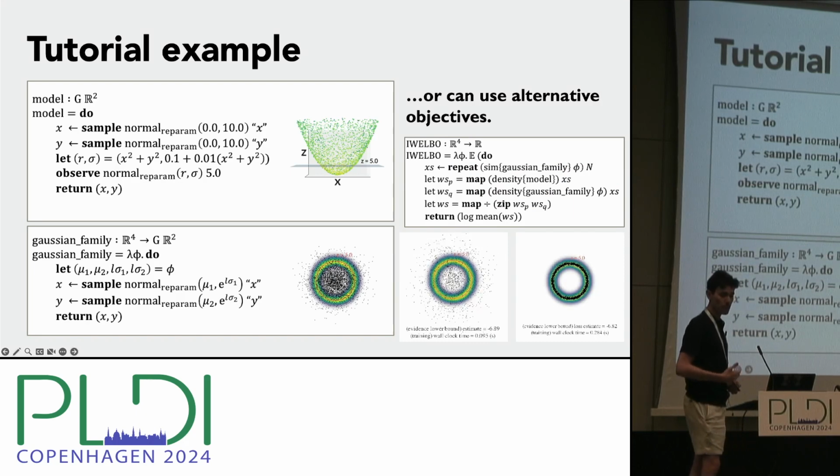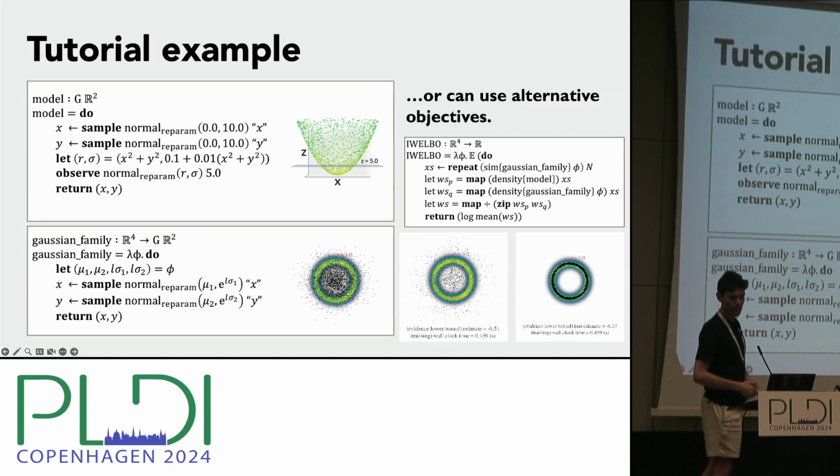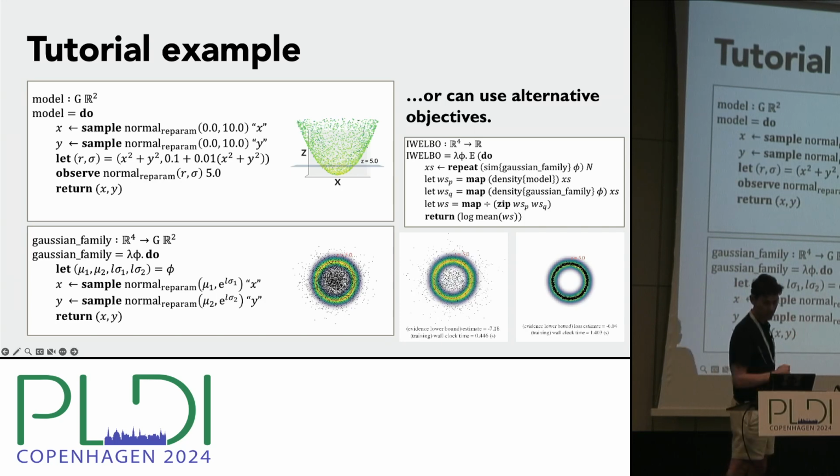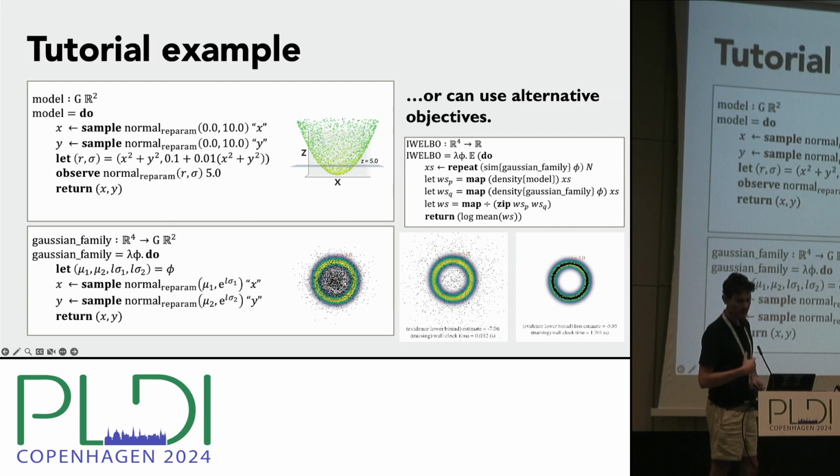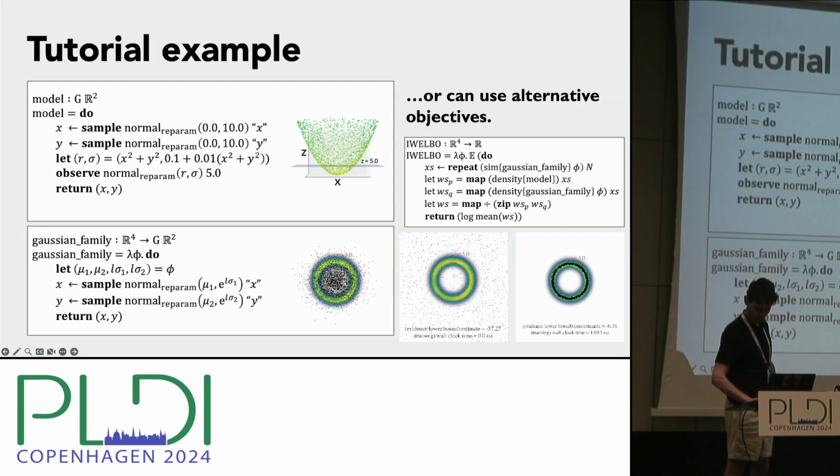But the user can also change the objective function and get qualitatively different results. For example, this objective is called the importance weighted ELBO. I'm showing that on the right-hand side. And it places less pressure on the variational family to stay completely within one mode. Our framework automatically estimates gradients of this new objective, allowing the training loop you see animated here.